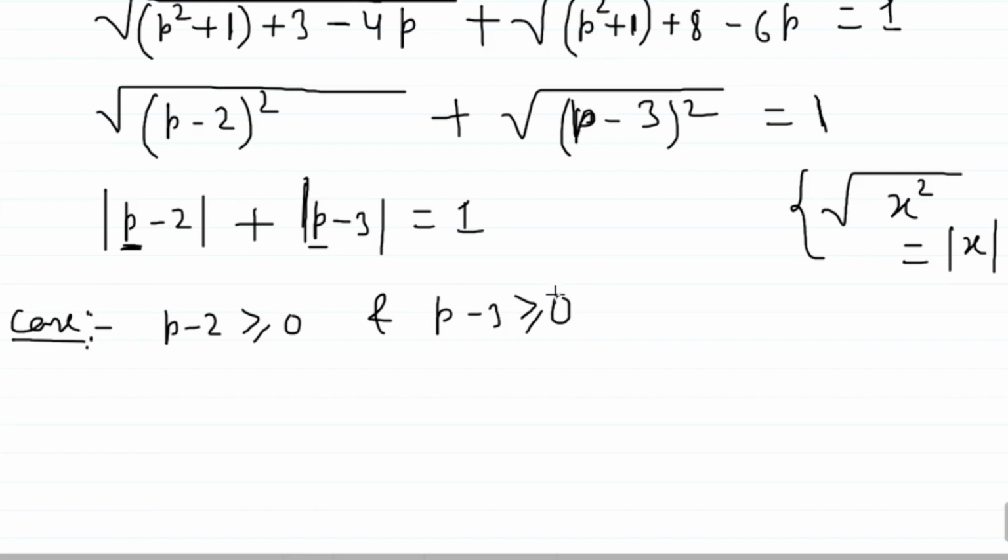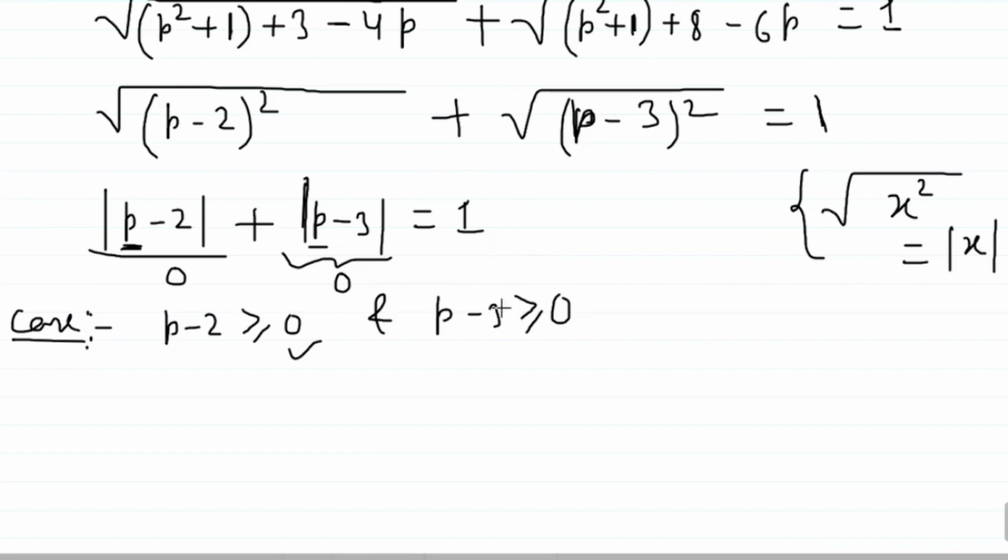Okay, now here is the problem. If I consider p minus 2 greater than or equal to 0, that's fine, no problem. But when we take p minus 3 greater than or equal to 0, we have at least one possibility of getting the left-hand side 0. Why? Suppose p minus 2 is 0 according to this OR condition, and in this case as well we have 0, so 0 plus 0 is equal to 1, which is in contradiction with basic mathematics, right?